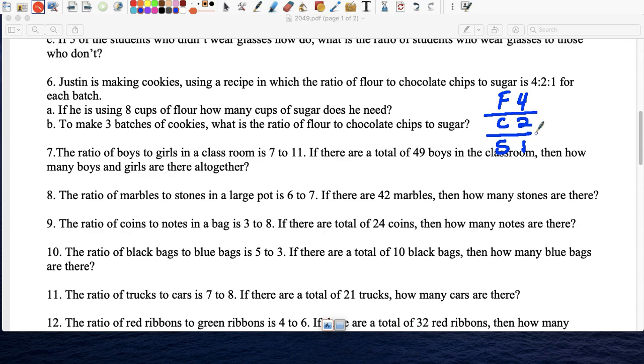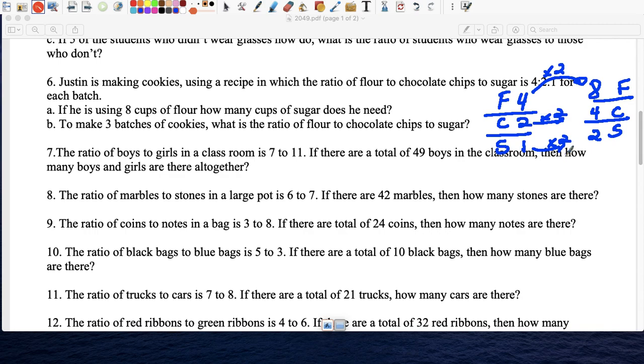Now the first question is, if you're using 8 cups of flour, so let me make over here flour, chocolate, and sugar. So if all of a sudden you use 8 cups of flour, well, that's easy. You're just doubling it, right? Times 2, so everything's going to be times 2. So I'm going to need 4 cups of chocolate, and if I multiply the sugar times 2, I need now 2 cups of sugar.